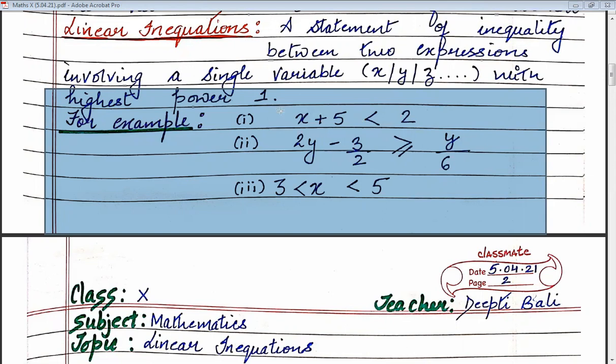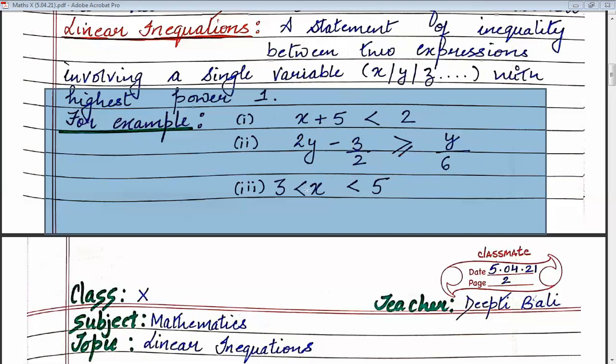Now let's have a look on the second one: 2y minus 3 upon 2 greater than or equal to y upon 6. This is a linear inequation because of the sign, that is greater than or equal to, and the highest power of the variable is 1. So it means this is also a linear inequation.